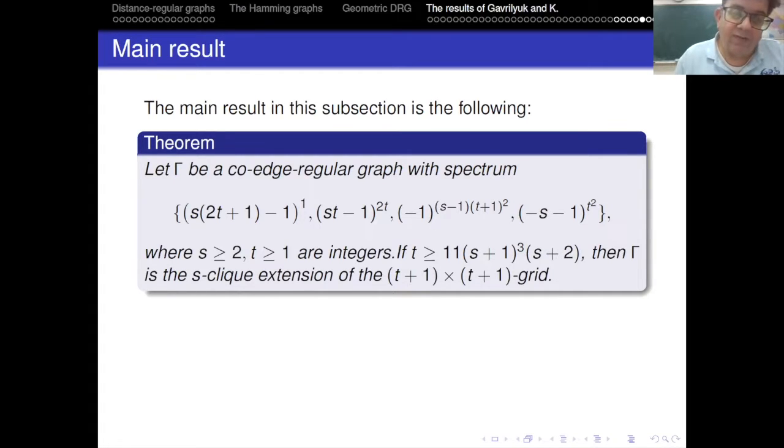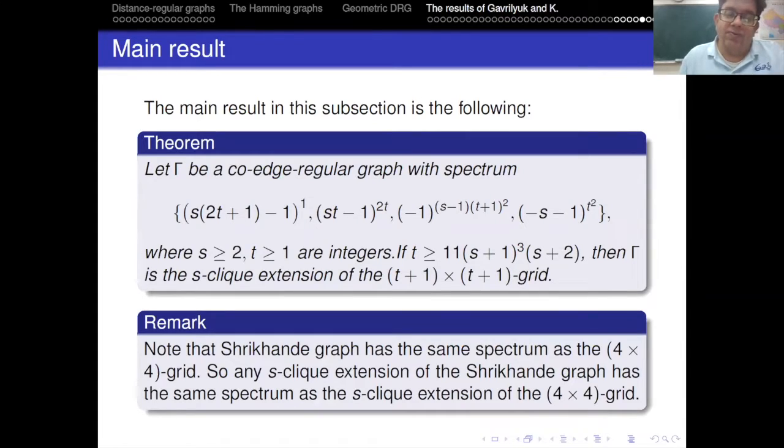Then if T is large enough, say T is at least 11 S to the power 4, then gamma is the S-clique extension of the (T+1) times (T+1) grid. But you need a lower bound for T, because if you look at the Shrikhande graph, that has the same spectrum as the 4 times 4 grid. So any S-clique extension of the Shrikhande graph has the same spectrum as the S-clique extension of the 4 times 4 grid. You need some bound.